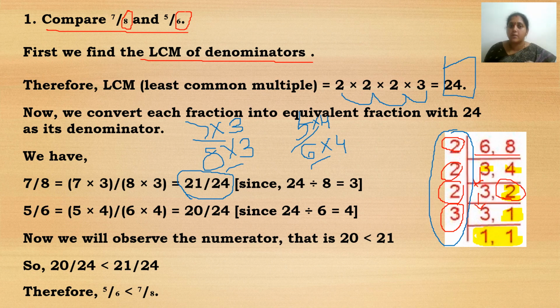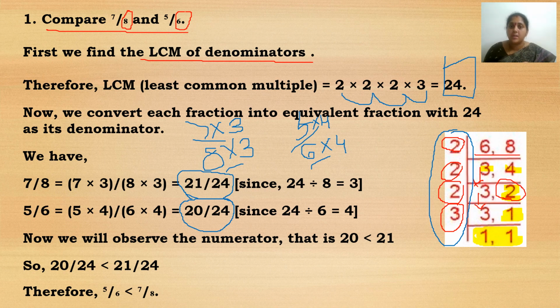So what will be your fraction here? Sorry, 5 into 4 is equal to 20. 6 into 4 is equal to 24. What is your fraction now here? It is 20 by 24. Right? Now what are your two fractions here? 21 by 24 and 20 by 24.